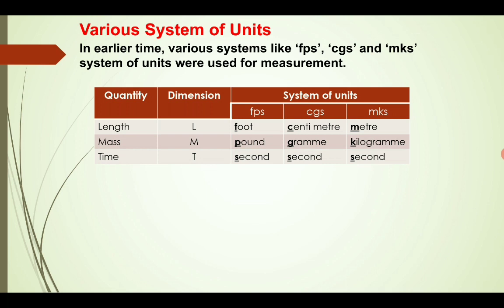For mass we have the dimension M, but in FPS the unit for measurement of mass is pound. For the CGS system it is gram, and for MKS it is kilogram. Similarly for time, the dimension is T, and in the FPS system time is measured in second, in CGS in second, and in MKS again in second.